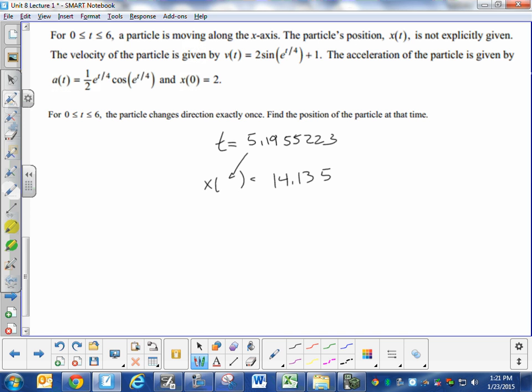Anyways, does everybody figure out 5.1955? Did everybody find that? Second calc intersect. You got to be able to find the exact solution. You can't find an approximation. So how do you find the intersection? Graph the velocity curve and y equals 0 and second calc intersect. That's something we have to be able to do.